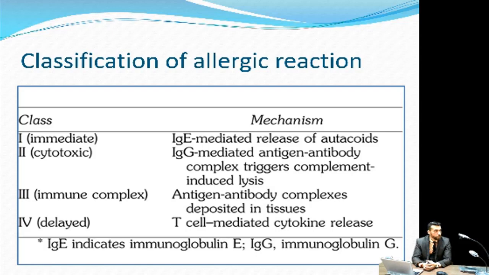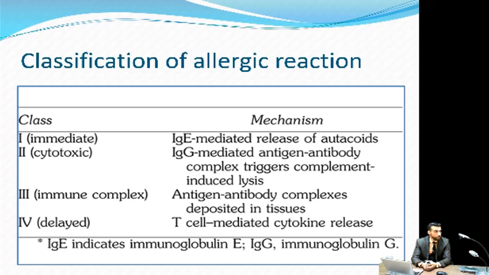Class 1 is called immediate hypersensitivity reaction, which is mediated by immunoglobulin E, with the release of autacoids and degranulation of the mast cells. Class 2 hypersensitivity reaction is called cytotoxic reaction, which is mediated by immunoglobulin G and involves antigen-antibody complex, which triggers the complement system, C1, C2, C3, and induces the lysis of cells.